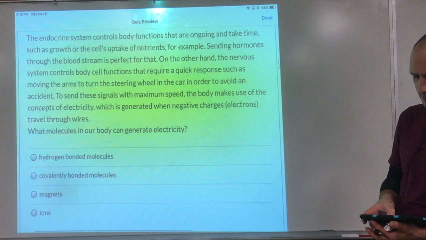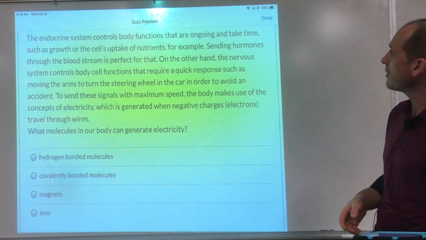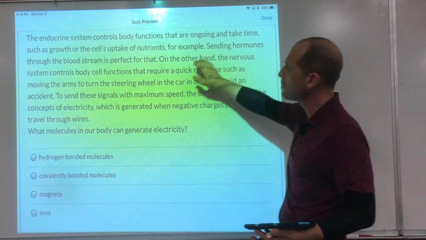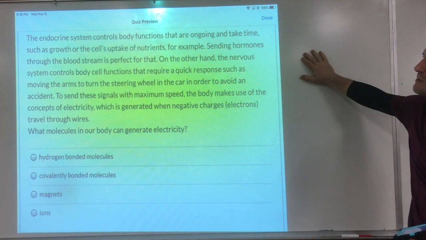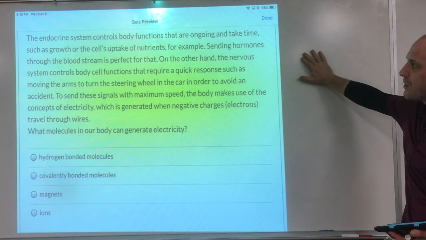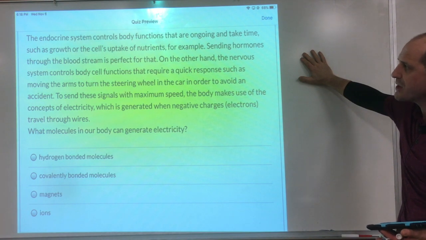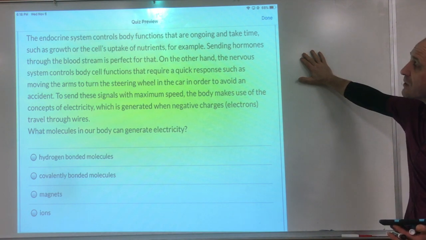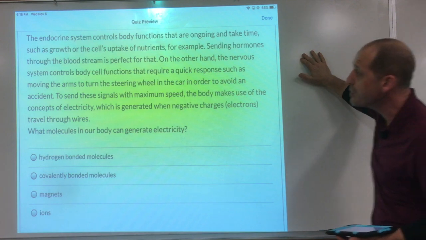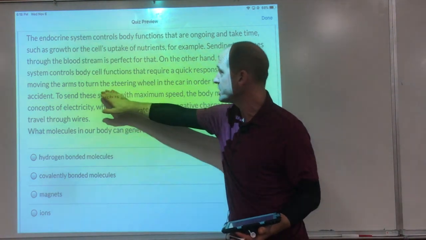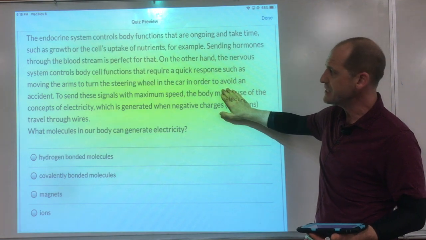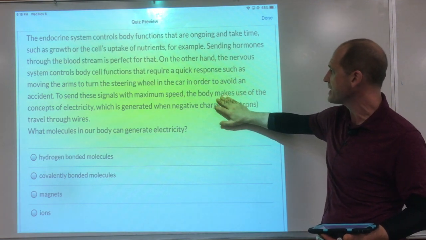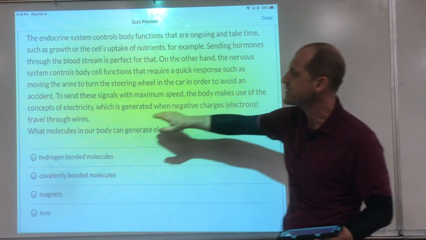The endocrine system controls body functions that are ongoing and take time, such as growth, the cell's uptake of nutrients, for example. Sending hormones to the bloodstream is perfect for that. On the other hand, the nervous system controls body cell functions that require a quick response, such as moving the arms to turn the steering wheel in a car in order to avoid an accident. To send these signals with maximum speed, the body makes use of the concept of electricity.